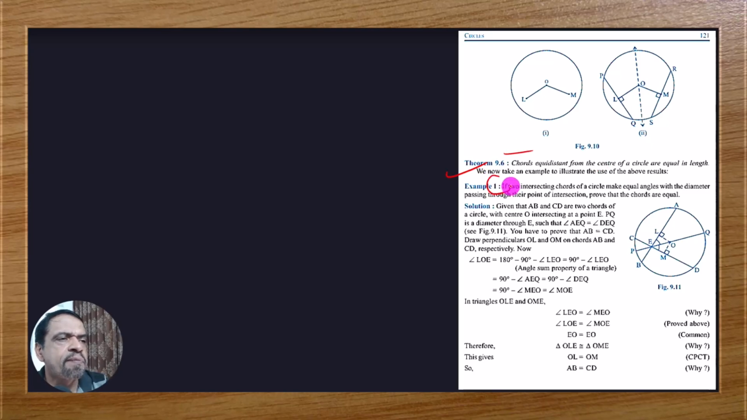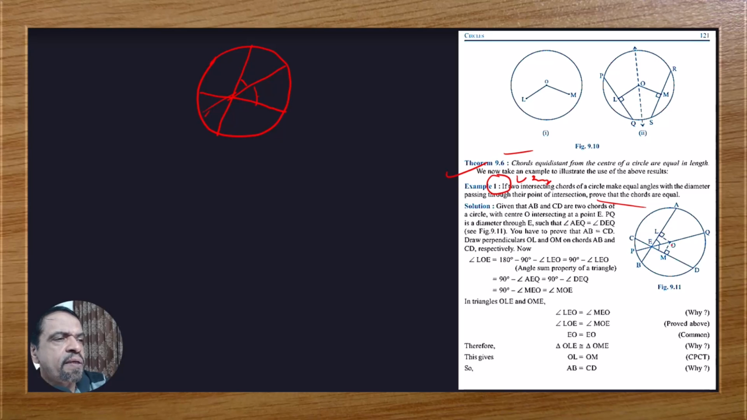Now see example 1. If two intersecting chords of a circle make equal angles with the diameter passing through the point of intersection, prove that the chords are equal. The diameter forms equal angles with the chords. These are equal angles. Then we have to prove that these chords are equal.